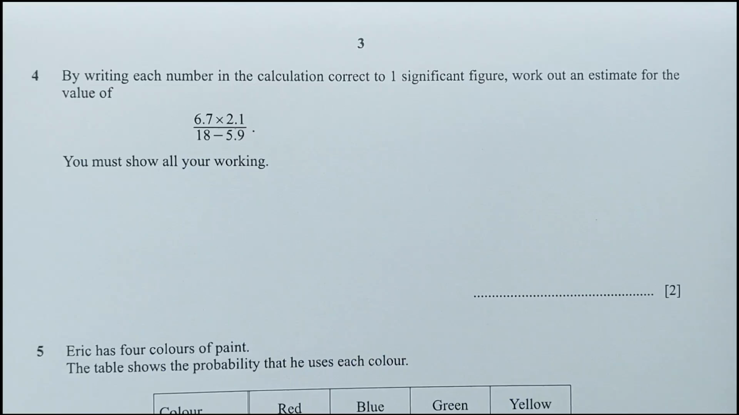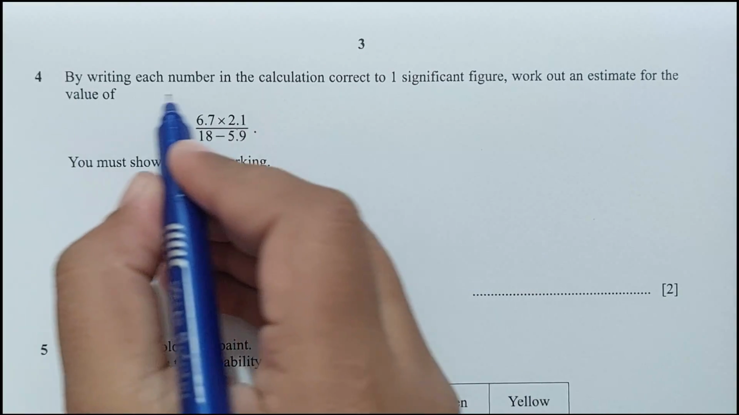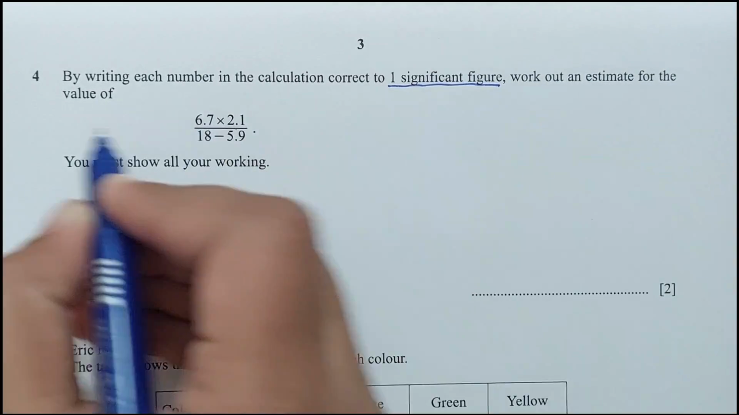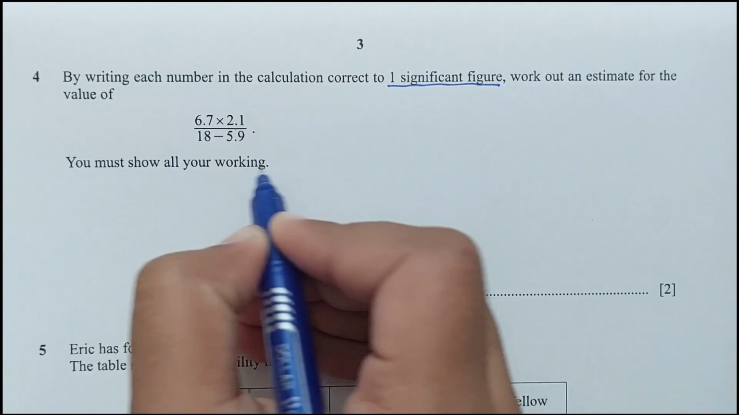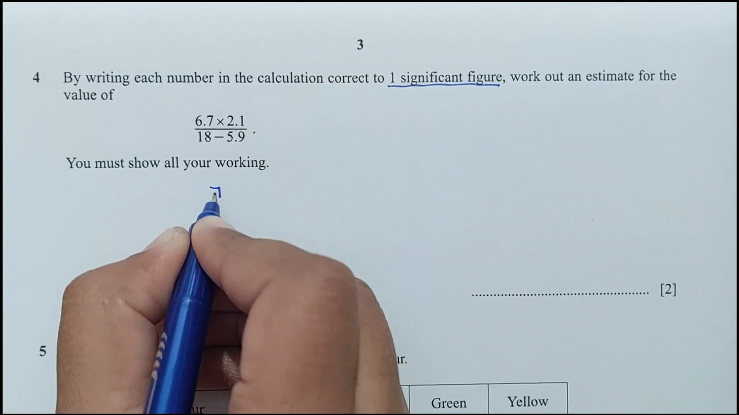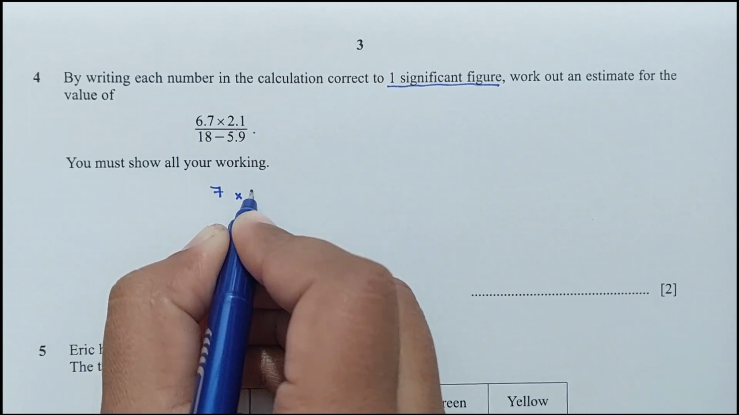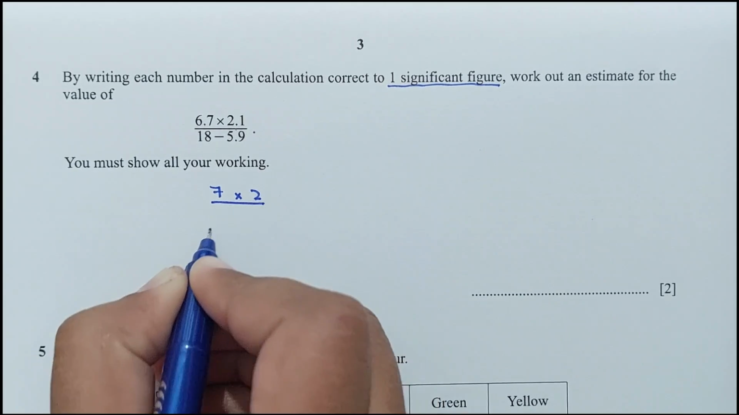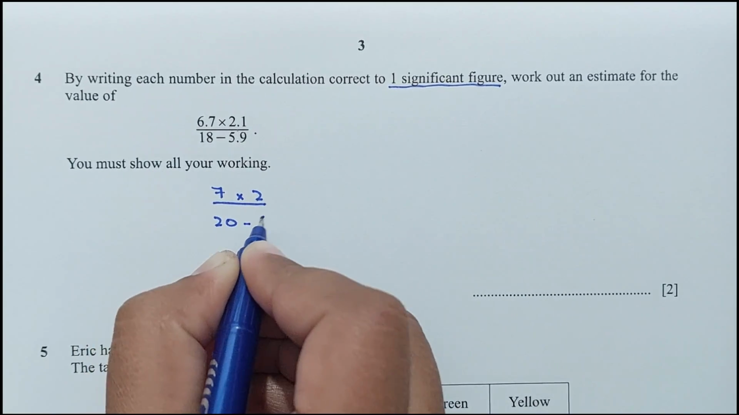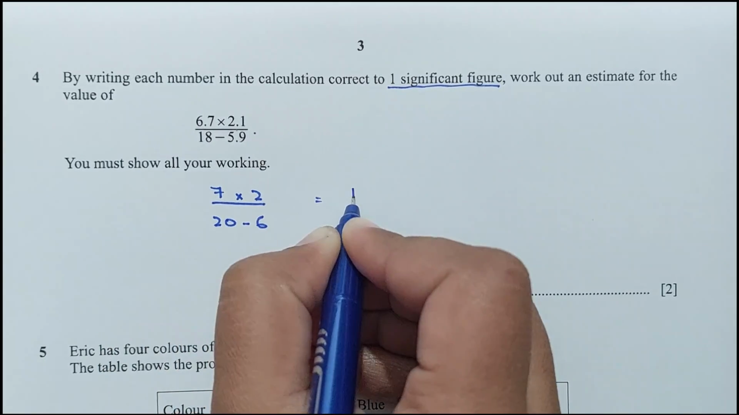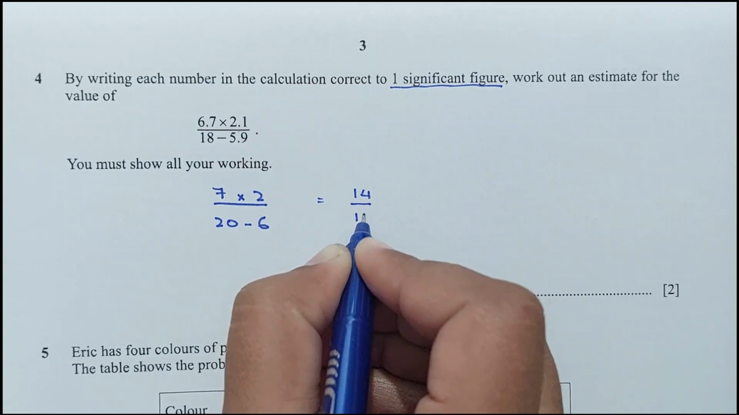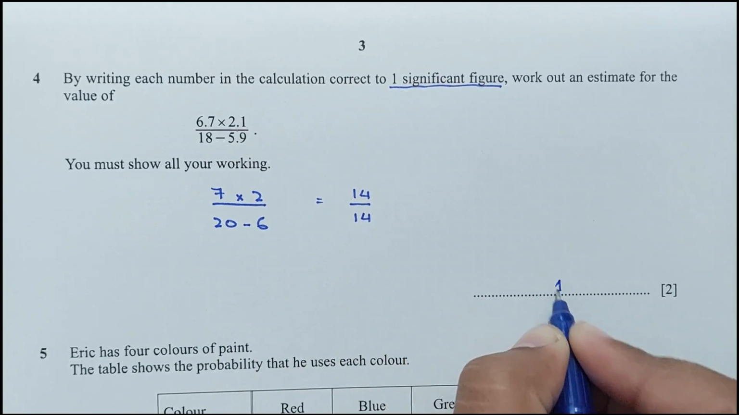Question number 4. By writing each number in the calculation correct to one significant figure, work out an estimate for the value of this. You must show all your working. One significant figure of 6.7 is just 7, 2.1 is 2, 18 rounded is 20, and 5.9 would be 6. 7 times 2 is 14, and 20 take away 6 is 14. So this is just 1.